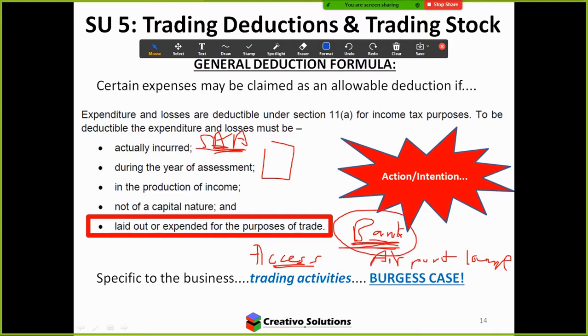Would you say that the bank would be allowed to deduct the expenses at that lounge? So, for example, they're probably going to have to pay rent. They're probably going to have to pay water and electricity. Would that bank be allowed to deduct those expenses for that product or that service? What do you think? If you were SARS, what would you say?